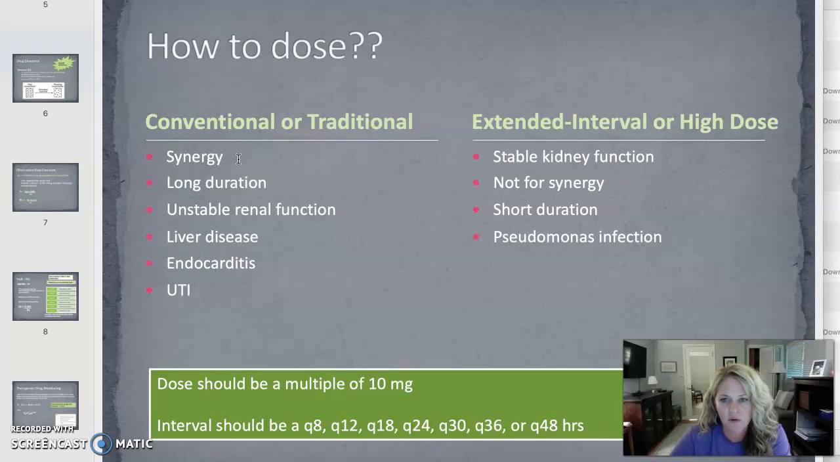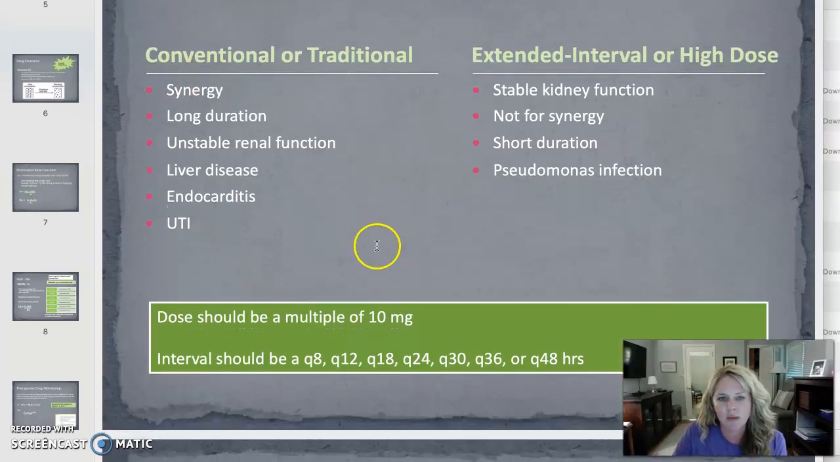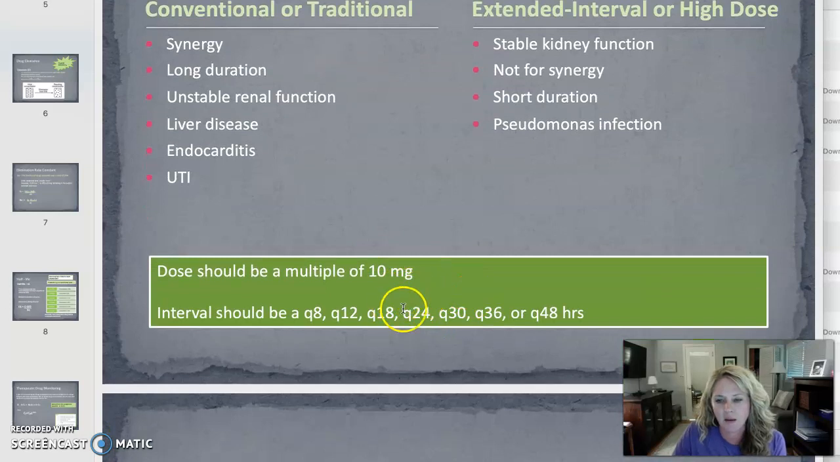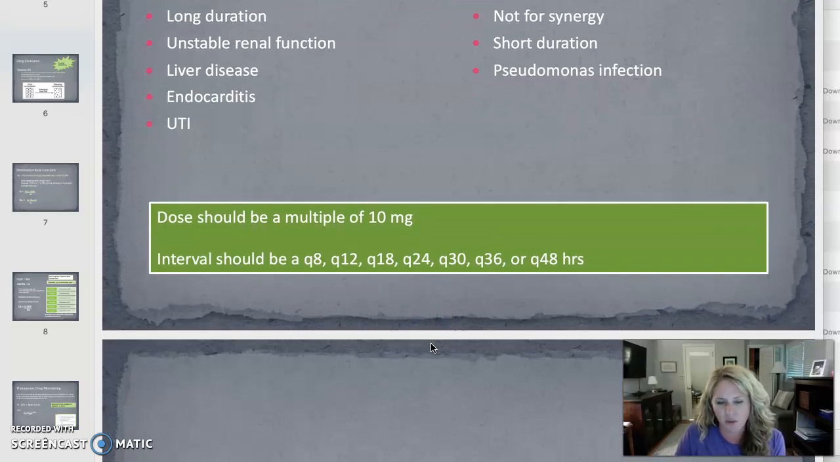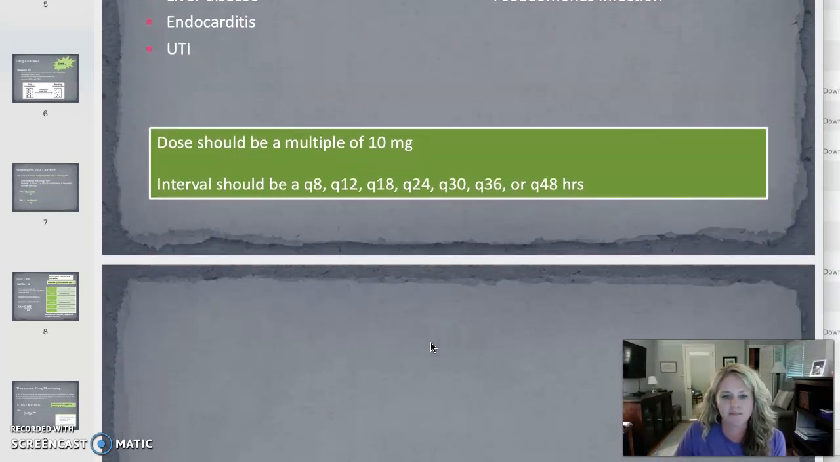The extended interval or high dose aminoglycosides we use for people with stable kidney function. It is not used for synergy, usually for a shorter duration and most often for pseudomonal infections. So just remember, when we dose aminoglycosides, it needs to be in intervals or multiples of 10 milligrams, okay? And the interval will be Q8, Q12, Q18, Q24, etc.